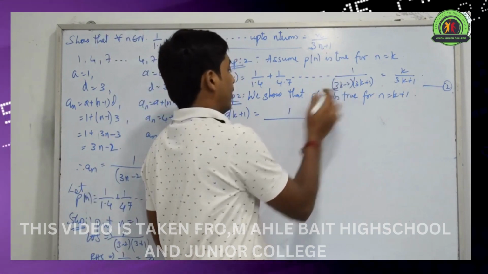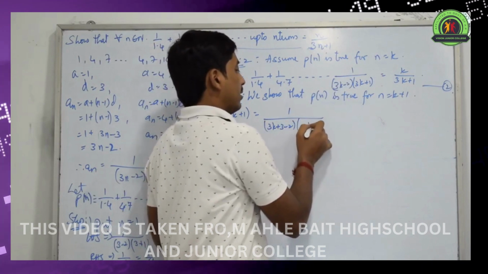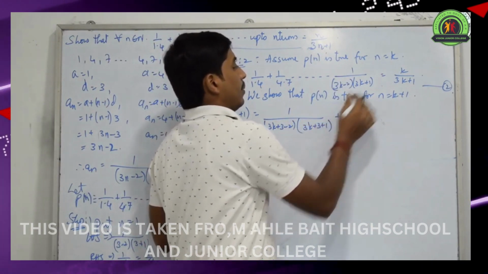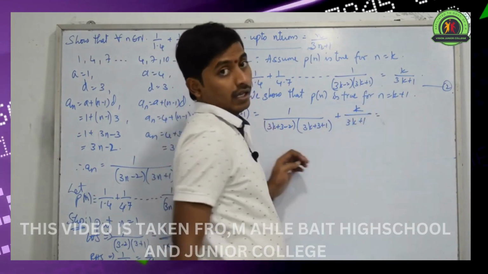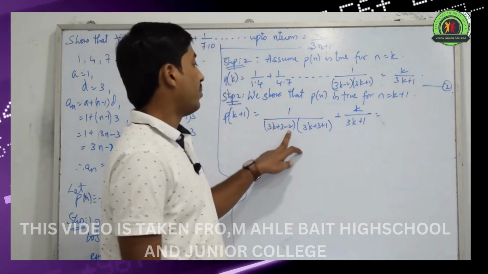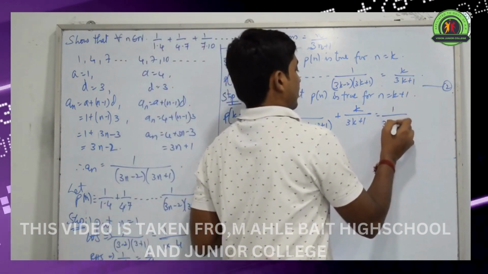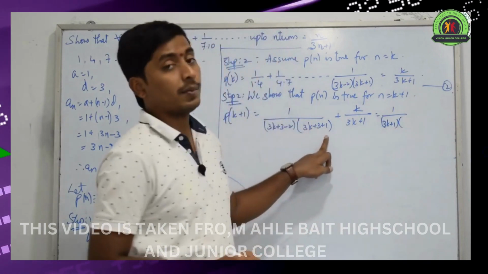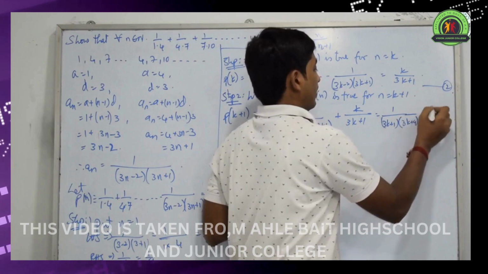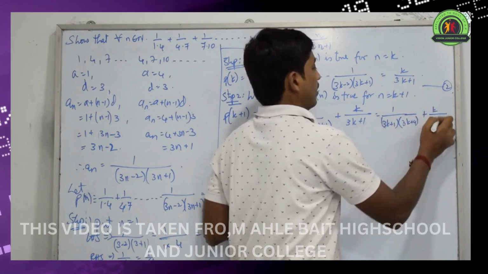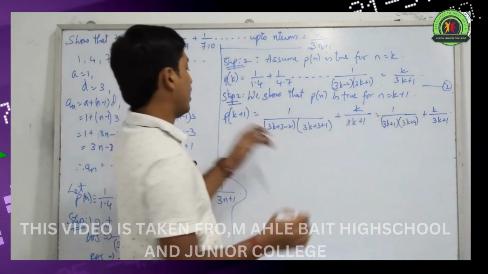What is that you are going to get? 3k plus 3 minus 2 into 3k plus 3 plus 1. Plus this will be as it is. This you already know, right? Yes or no? Now just see here. 3 minus 2 is 1. Therefore, this becomes 3k plus 1 into 3k plus 4, plus here k by 3k plus 1. Okay. Now take the LCM for 3k plus 1.